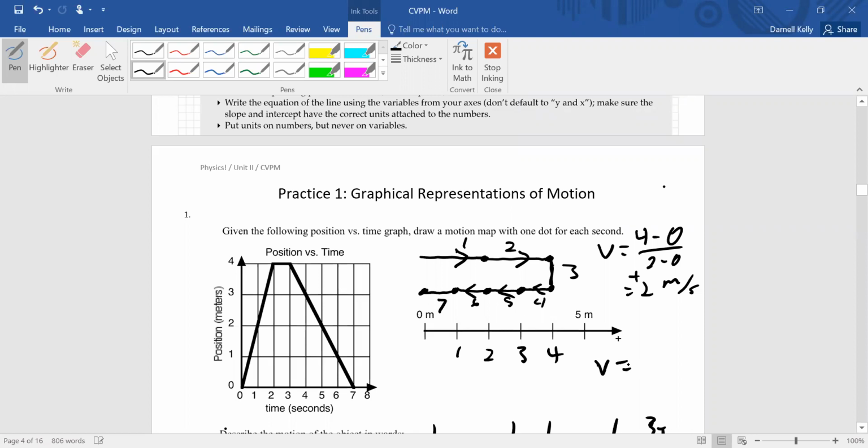v equals 0 minus 4, over 7 minus 3. Yep, so negative 1 meter per second. That means the slope is negative 1, and velocity is negative 1 meter per second. And what direction is it going? East or west? West. Going to the west, going backwards, changing direction, all that works.